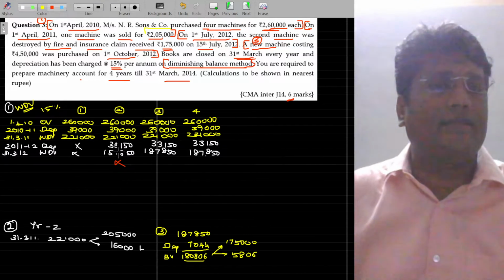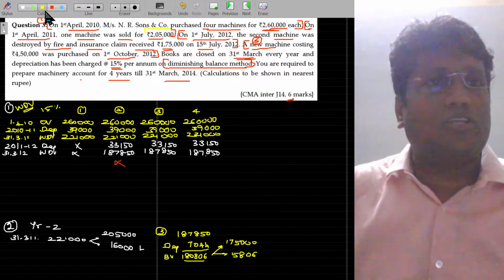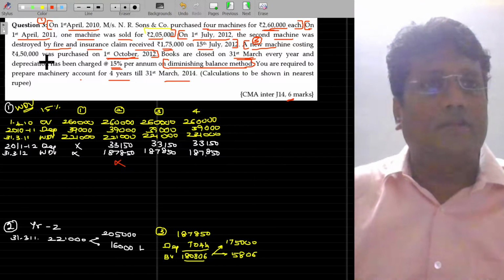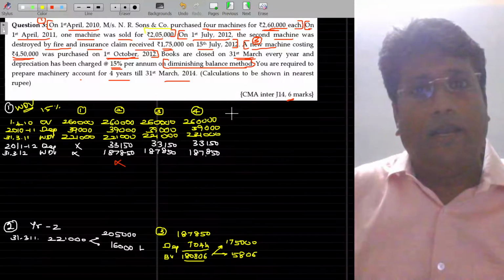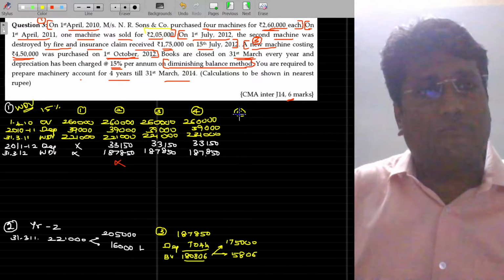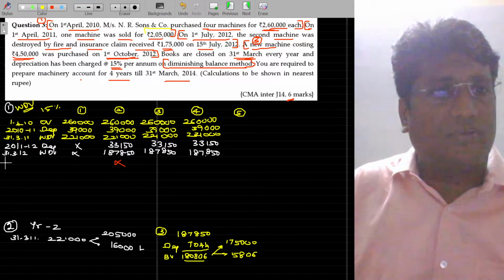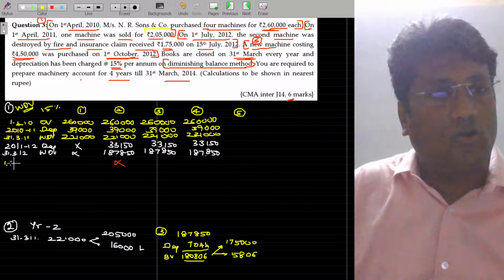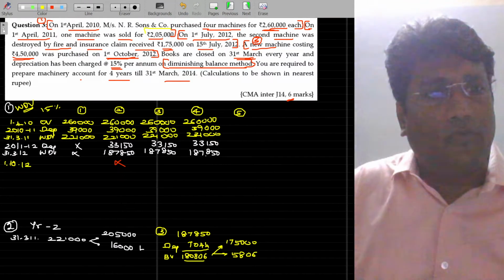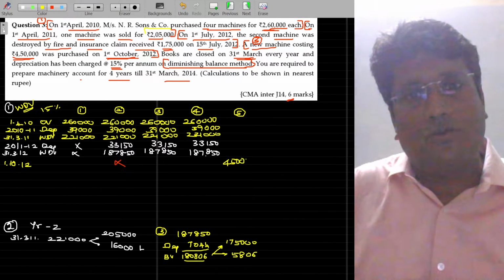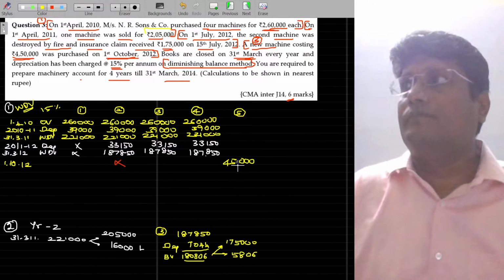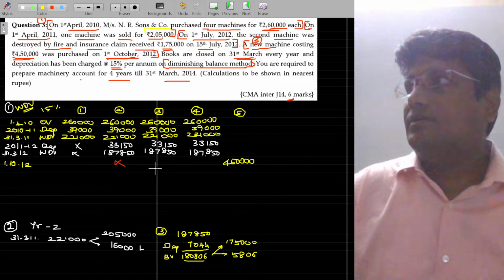Now we don't have the second asset. In the same year, we purchased one more asset on 1st October 2012 for rupees 4,50,000. So the fifth asset is purchased. Asset number 5, date of purchase 1st October 2012, value of purchase 4,50,000. Is that okay? Any doubts?